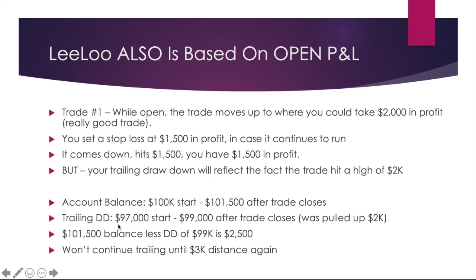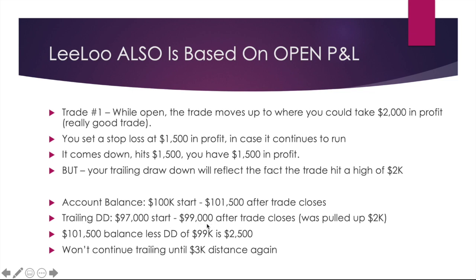So here's how the numbers kind of play out. You had a $100,000 starting balance. You got 1,500, and we're ignoring commissions and everything else, of course. So your balance right now is 101,500. Feeling pretty good. You're a quarter of the way to the goal of 6,000 in profit. Your trailing drawdown started at 97,000, right? $3,000 trailing drawdown. It got pulled up by 2,000. That was the high. So your trailing drawdown is currently at $99,000.